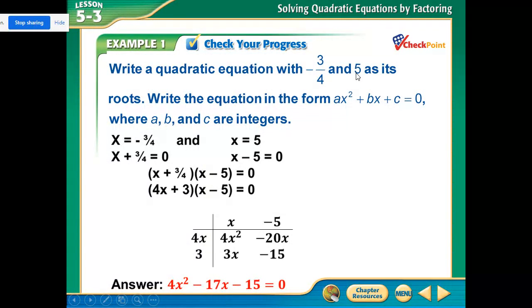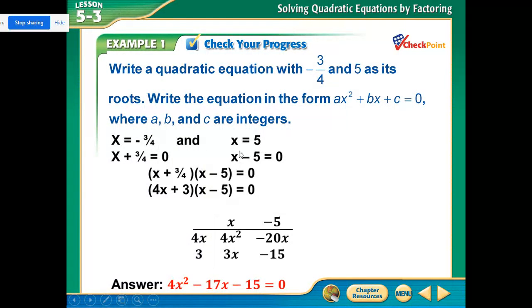All right, so what's happening here is they give us the answers, -3/4 and 5, and they ask what's the quadratic? Can we write the quadratic equation for it? And we can, because we can do this going backwards. So I have x minus -3/4 is one of the answers, and x equals 5.